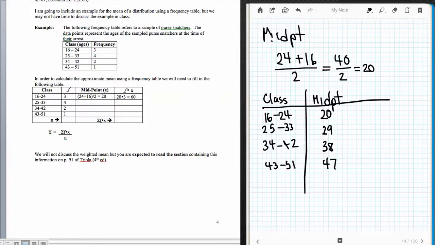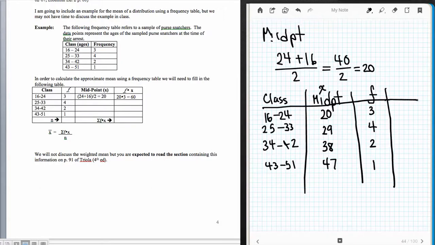And from there, I also will need the frequency of these. Now these midpoints are what I'm going to call my x's, and the frequencies, I'm going to use this kind of scripty looking f. So the frequency in the first class was 3, the frequency in the second class was 4, the frequency in the third was 1, and the frequency in the last was 2.